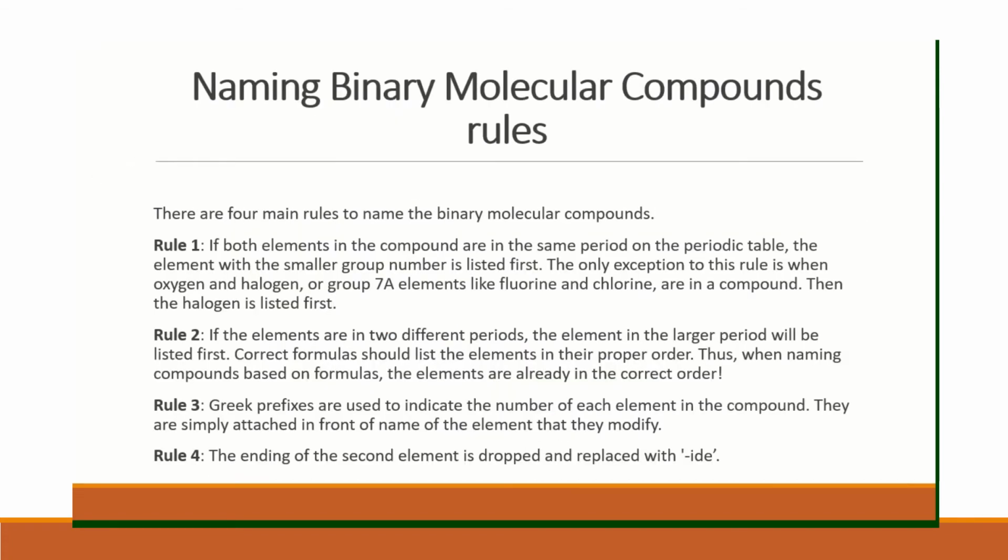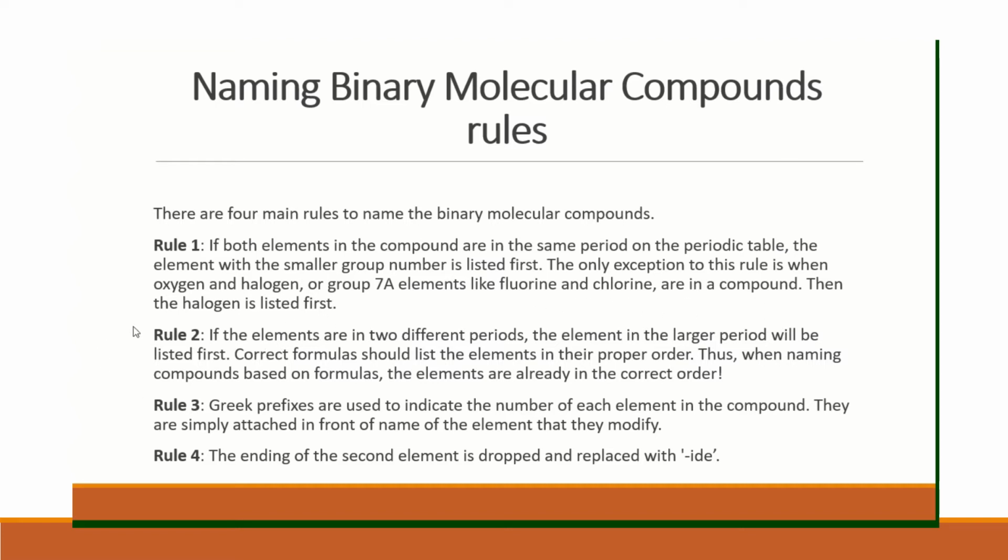Naming binary molecular compounds rules. There are four main rules to name the binary molecular compounds. Rule number 1, if both elements in the compound are in the same period in the periodic table, the element with the smaller group number is listed first. The only exception to this rule is when oxygen and a halogen, or group 7A elements like fluorine and chlorine, are in a compound. Then the halogen is listed first.